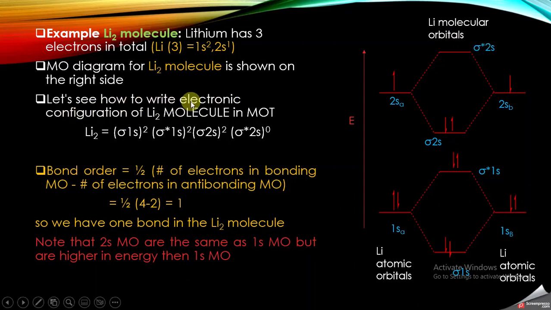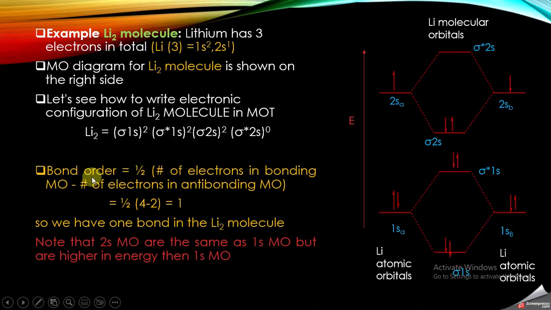So now let us write down the electronic configuration of the lithium molecule. Lithium molecule has sigma 1s, which has 2 electrons. Then we have sigma star 1s, which has 2 electrons. Then we move to the sigma 2s, which also has 2 electrons. Then we have sigma star 2s, which has 0 electrons. So this will be the electronic configuration of the lithium molecule.